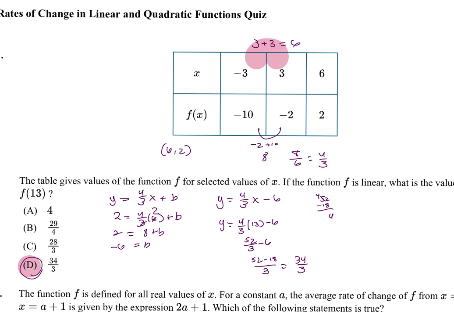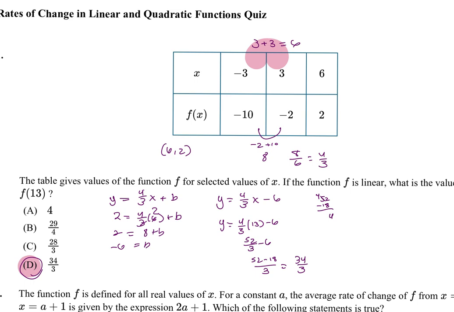All right, 1 said the table gives the values of the function. If you want to open it up, if you don't know your correct and incorrect answers, you can. The table gives the values of the function for the selected values of x. If the function f is linear, what's the value of f of 13? So I found the rate of change, or our slope, to be 4/3. And this time they didn't give you a b.